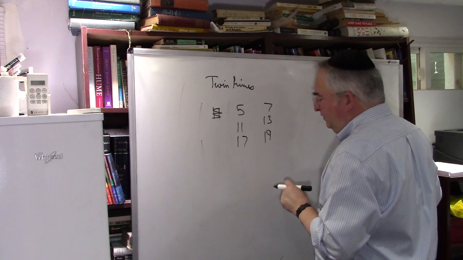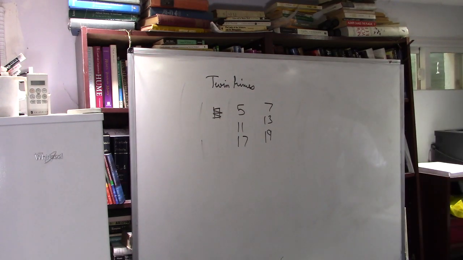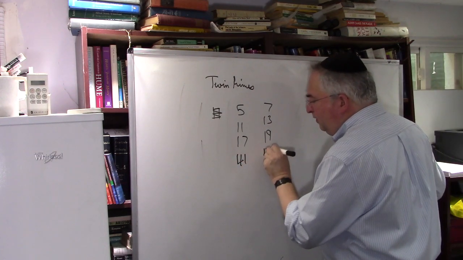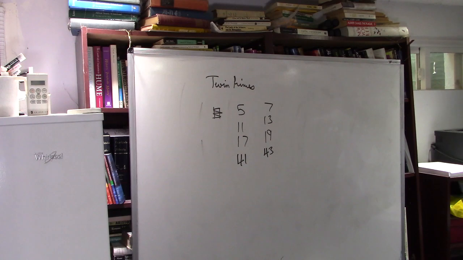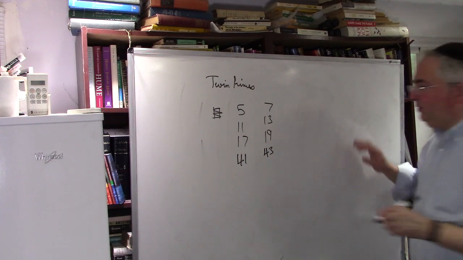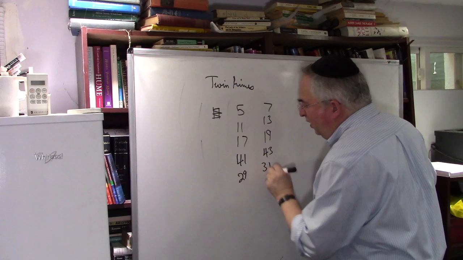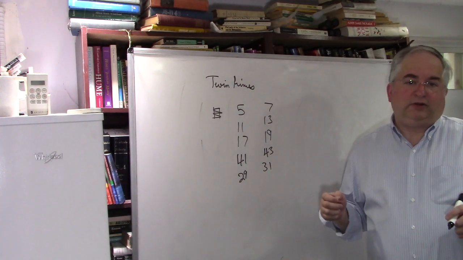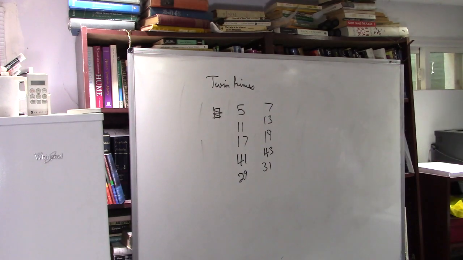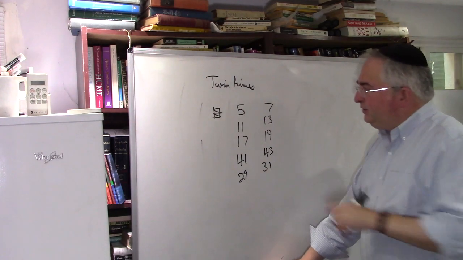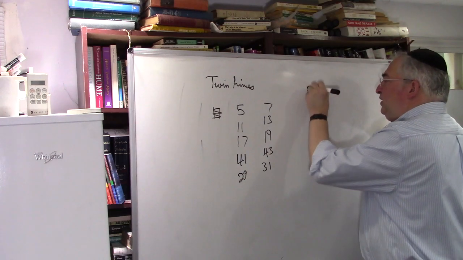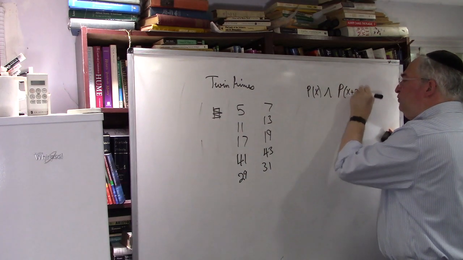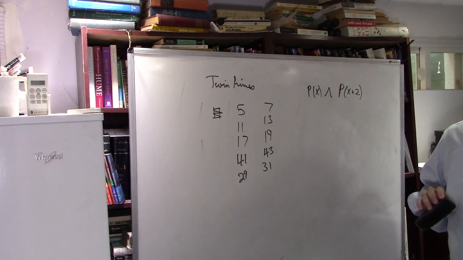26, 27, 41 and 43 are both primes. 29 and 31 are both primes. These are called twin primes. They're prime numbers that are two apart, one after the other. Okay? And the question is as follows. So let's just do it. P of x is a prime, and P of x plus 2 is a prime. Okay, one number and the other one.